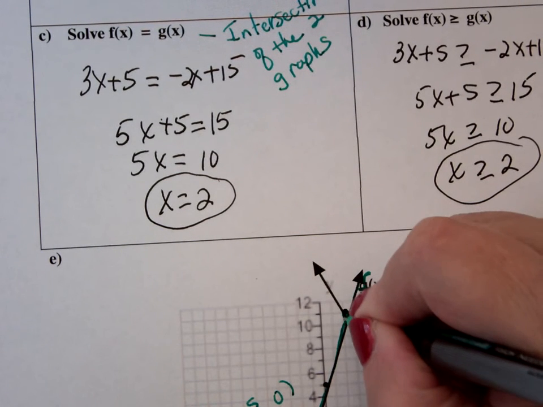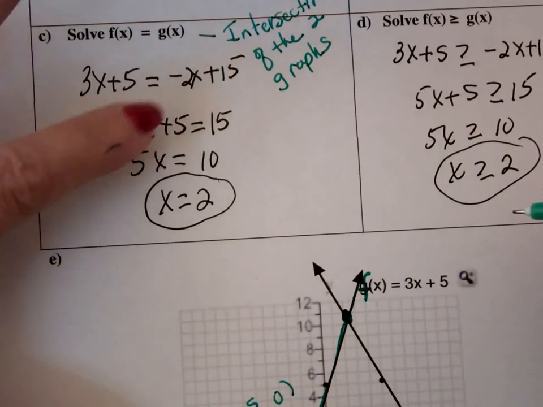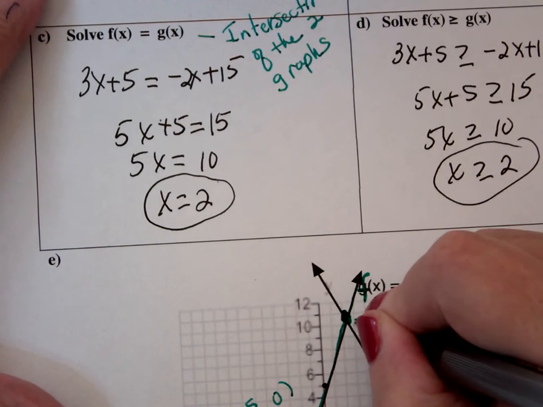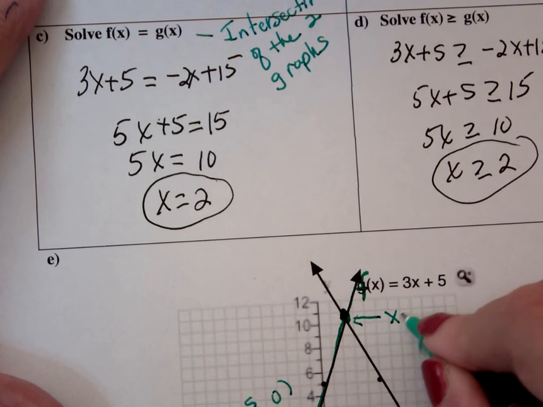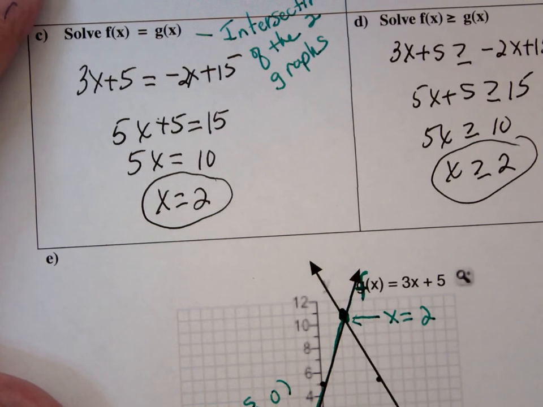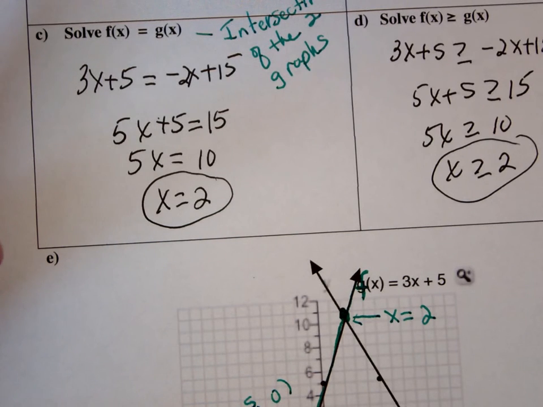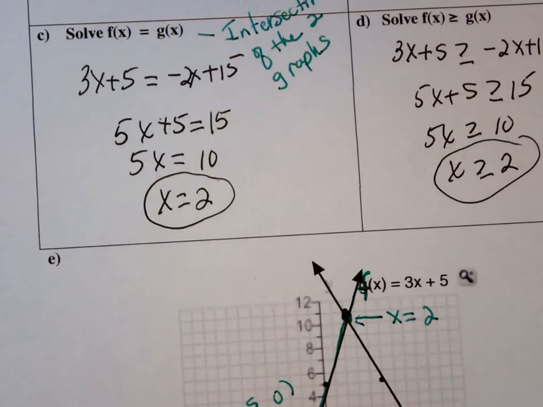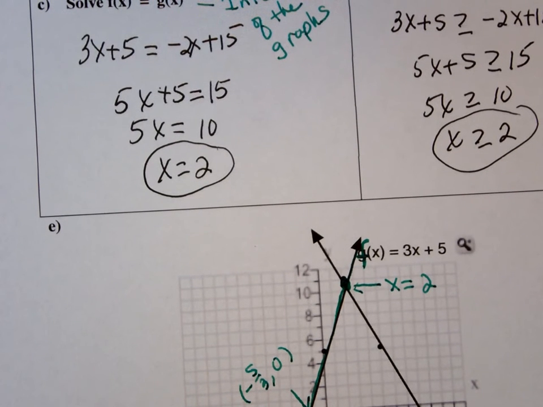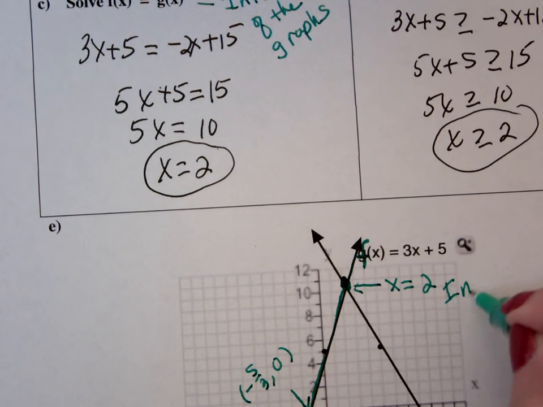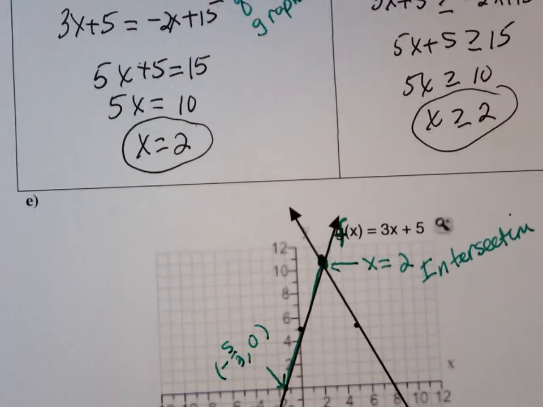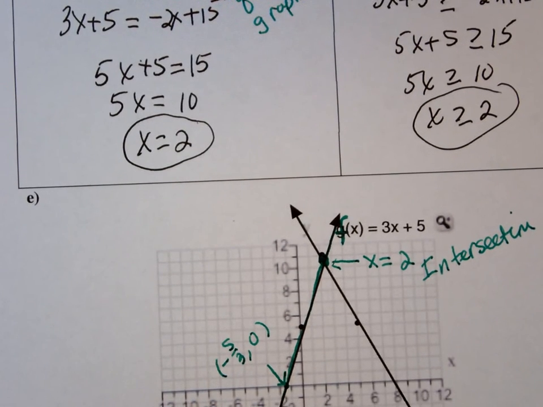And that's this position right here. We don't know what the y value is, but we know that the x value is 2. But we know the y value is somewhere between 10 and 11, something like that. So that's the intersection. Now, what does this have to do with the inequalities?